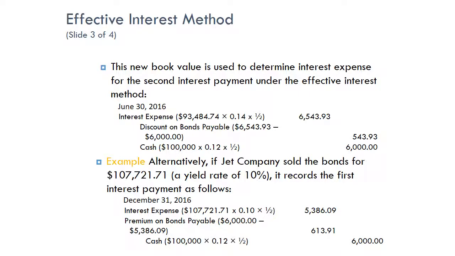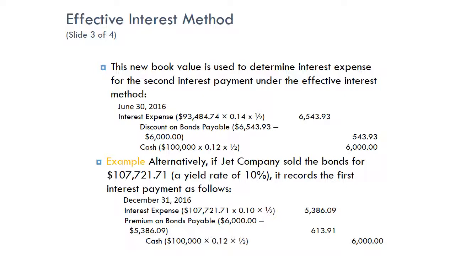Now, what if Jet sold these for a premium? And that's what the table below will show. You do the same calculation. You use the carrying or book value of the bond. In this case, it would be face value plus the balance of premium on bonds payable. So for your first calculation, it would be $107,721.71 times the effective rate the day they were sold, 10% times 1/2, because interest is paid twice a year. So you would debit interest expense $5,386.09.